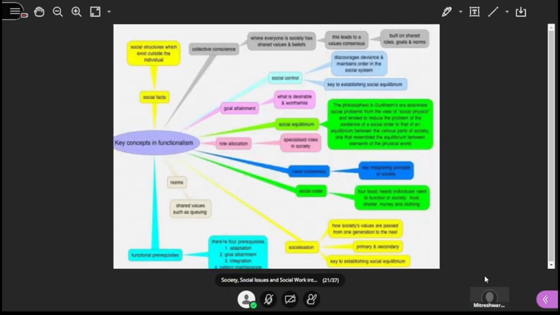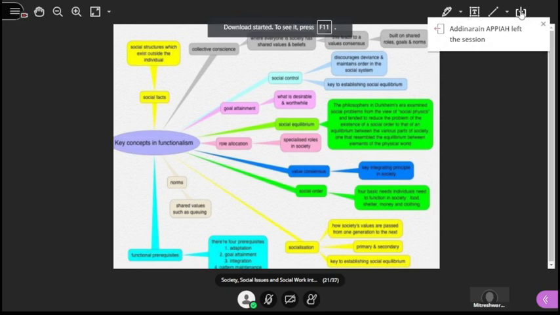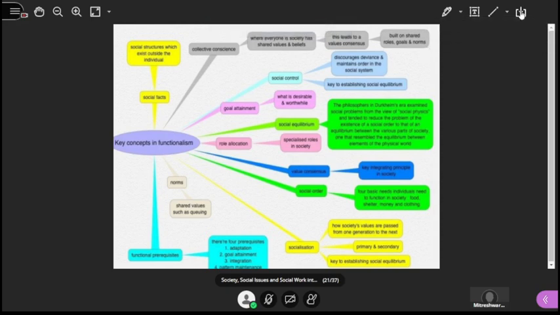Alors, ça c'est une figure qui nous montre les différents concepts in functionalism. Alors, comment ça fonctionne si vous prenez un par un, vous prenez les jeunes, social facts, social structures which exist outside the individual. Si vous allez prendre la collective conscience, alors, vous allez voir que les norms, shared values, etc. Alors, comment ça, how the flow is, okay?